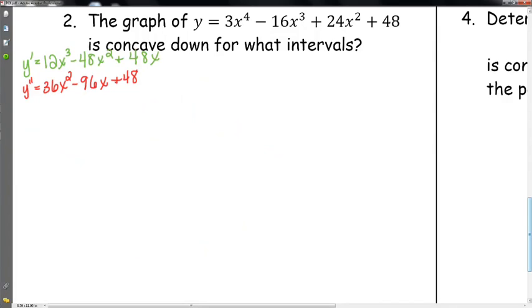And again, just like critical values, we're going to be setting our second derivative equal to 0. And since I have such large coefficients, I'm going to factor out my greatest common factor, which is going to be 12. And so from here, I can go ahead and factor.